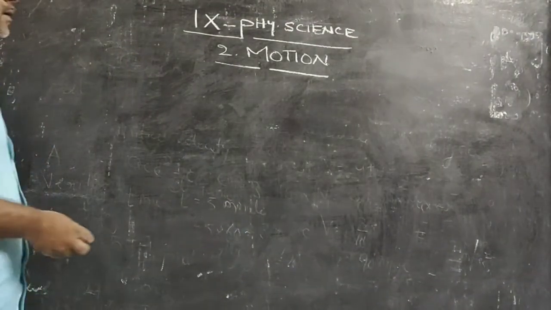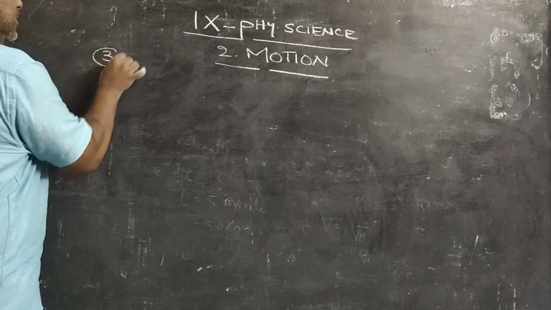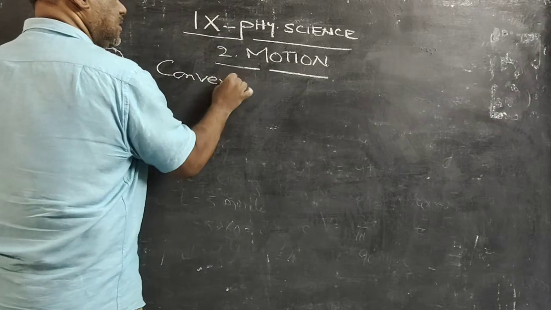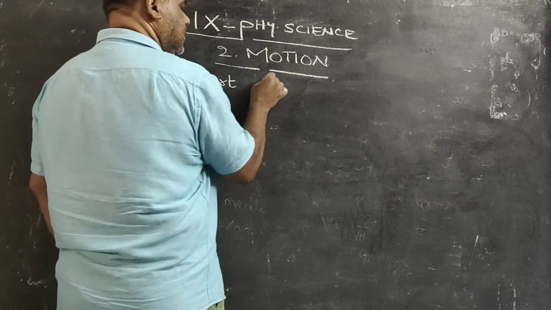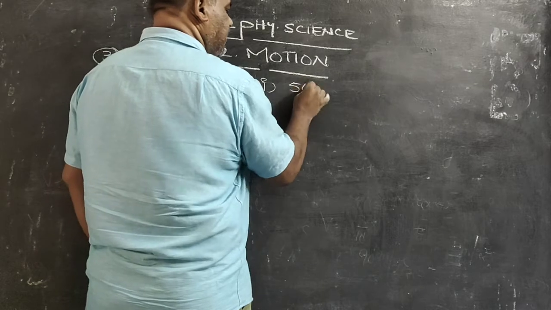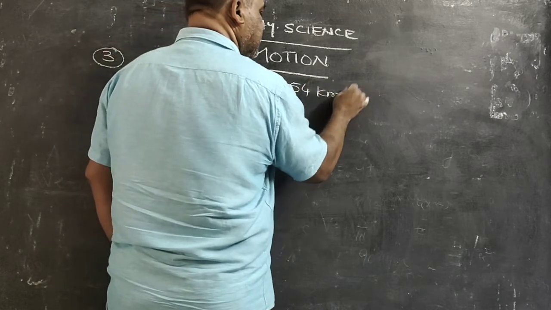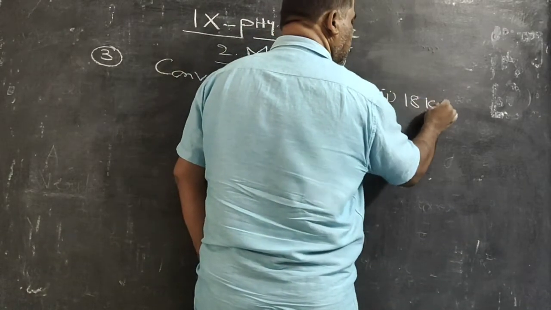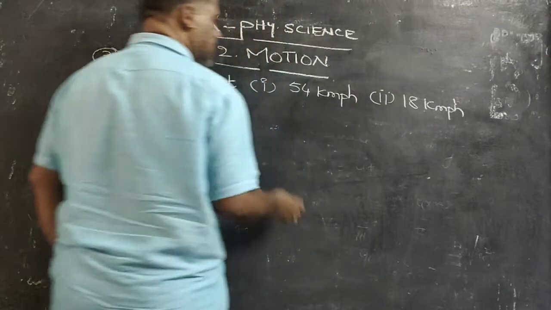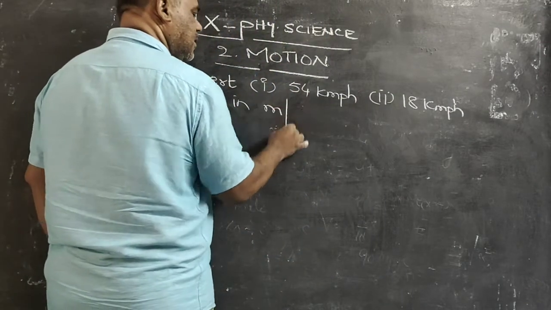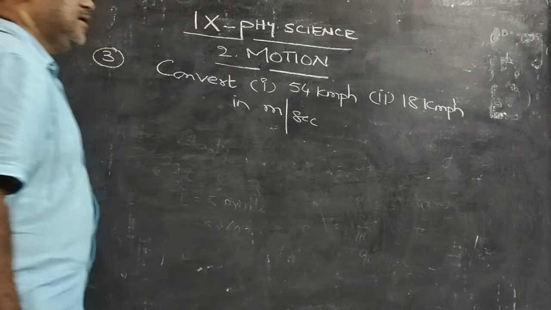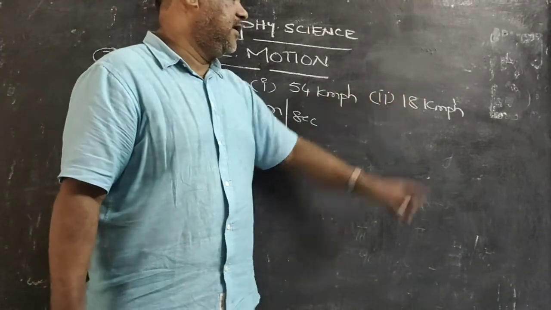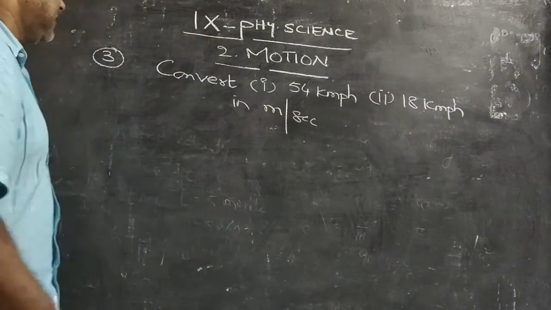Write the third problem. Convert number 1, 54 kilometers per hour, number 2, 18 kilometers per hour in meter per second. Now speed is given, velocity is given in kilometers per hour. Now we should convert them into meter per second.